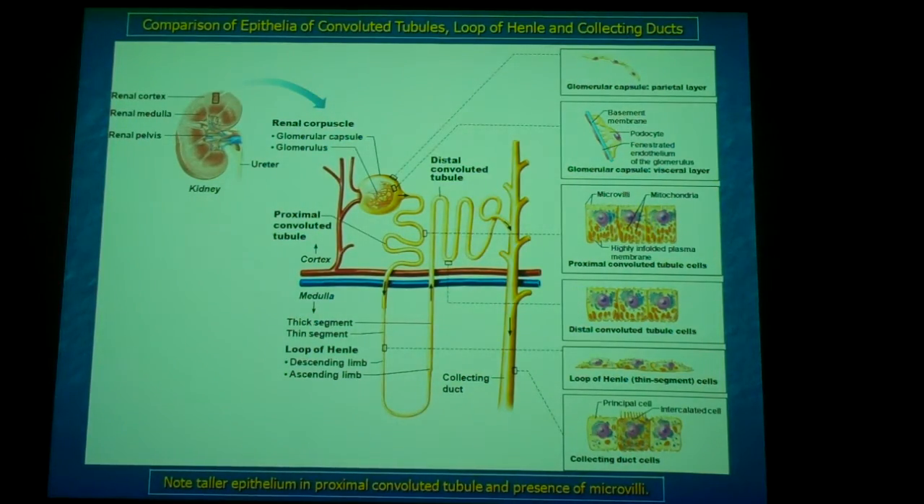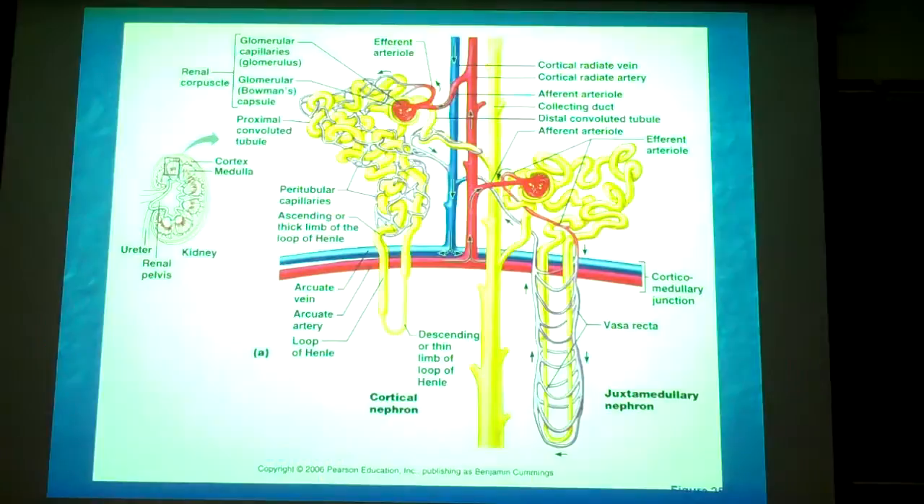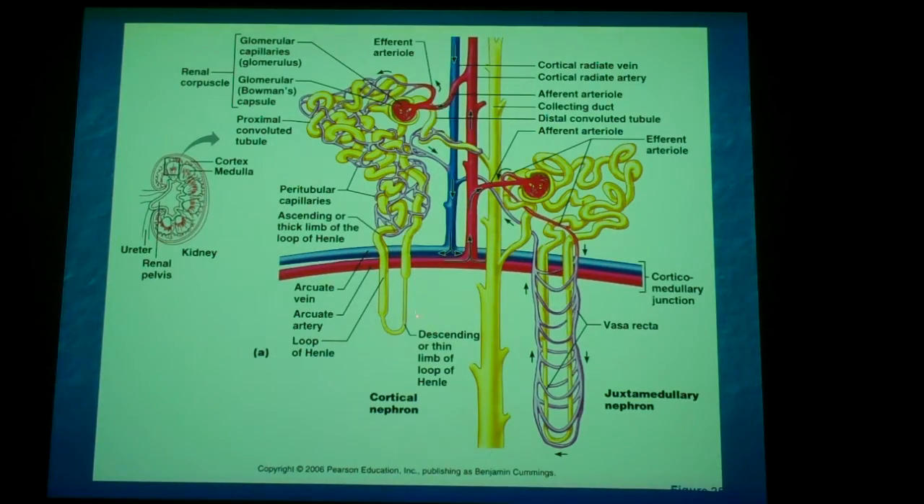All right. Now, so right here is the epithelium of proximal convoluted tubular cells. Notice that it's taller and it has microvilli. All right, now, the loop of Henle. So as we leave the proximal convoluted tubule, now we pass into the loop of Henle. So we're here now, like this.